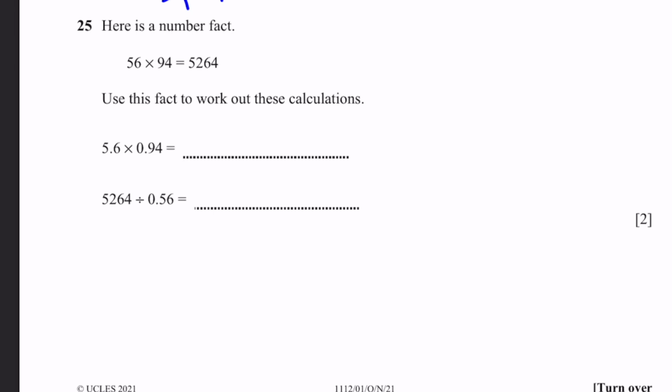Question 25. Here's a number fact. 56 into 94 equals 5264. Use this fact to work out these calculations. 5.6 into 0.94 equals dash. First we see 56 into 94 is equal to 5264.